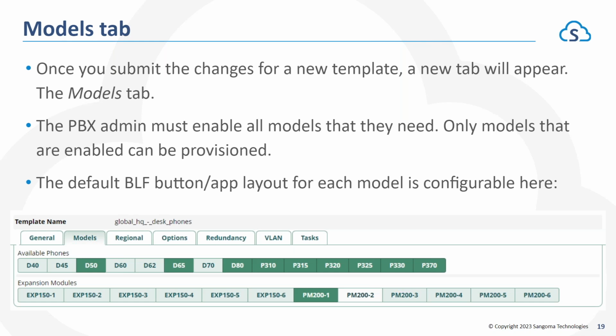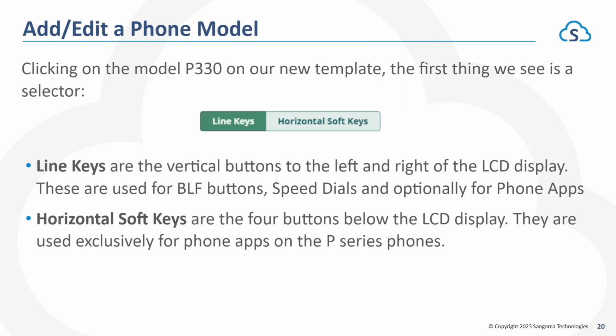So let's take a quick look at what you see if we click on one of these models. We'll choose the P330 for this. So if I click on the model P330, the first thing we see on the resulting screen is a toggle. We can choose to define the line keys or the horizontal soft keys.